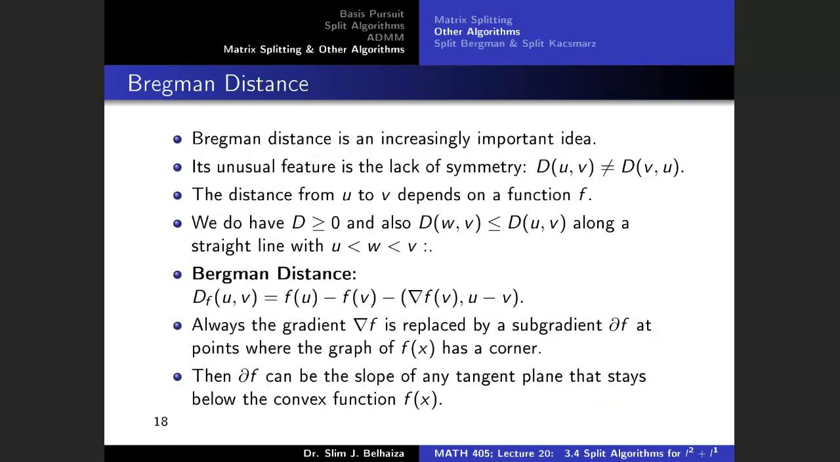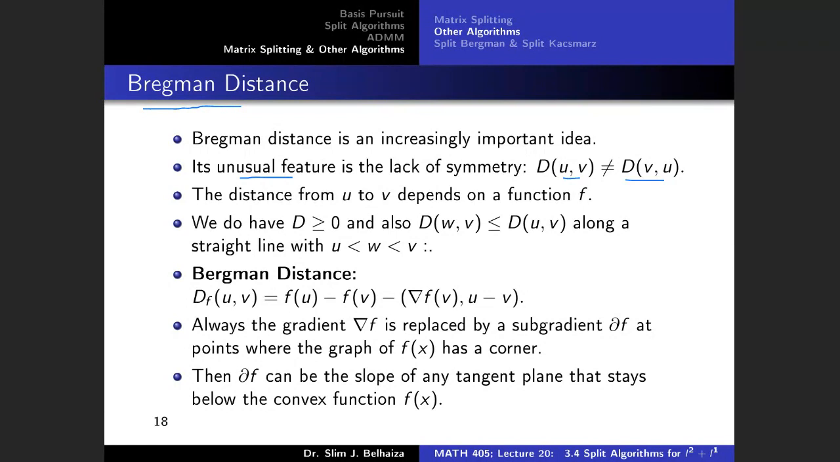So I'm just left with additional information. First of all, we need to understand what is a Bregman distance. Usually in reality, guys, distances between 2 points are not always equal. So in fact, the Bregman distance is an increasingly important idea in many applications. It has the unusual feature that there is a lack of symmetry. So between 2 points U and V, the distance from U to V is not the same as the distance from V to U. Okay?